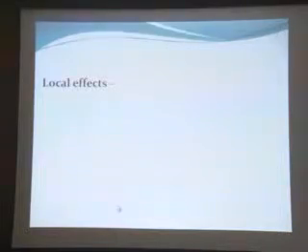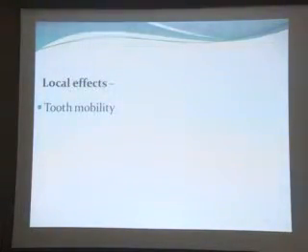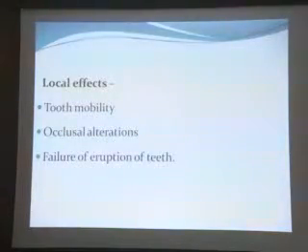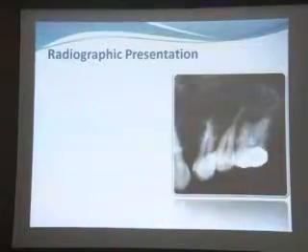Now if there is a large bony swelling, what are the local effects of this? There may be tooth mobility. Obviously, when there is an expansile bone lesion, the adjacent teeth may show mobility. Because of the mobility of the teeth, occlusal alterations may be there, and sometimes because of this large bony swelling there may be failure of eruption of the teeth.